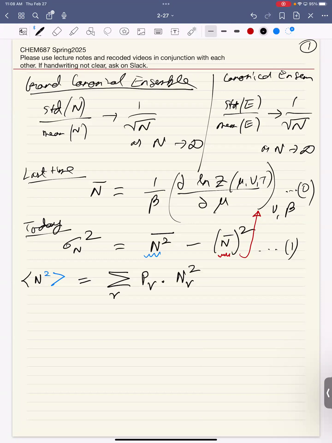If it was the microcanonical ensemble, what would happen? p_nu would be constant, right? It would just come out. And what would be the average of N squared? It would be N squared itself. It's not fluctuating. In a microcanonical ensemble, you're working with N, V, and E.